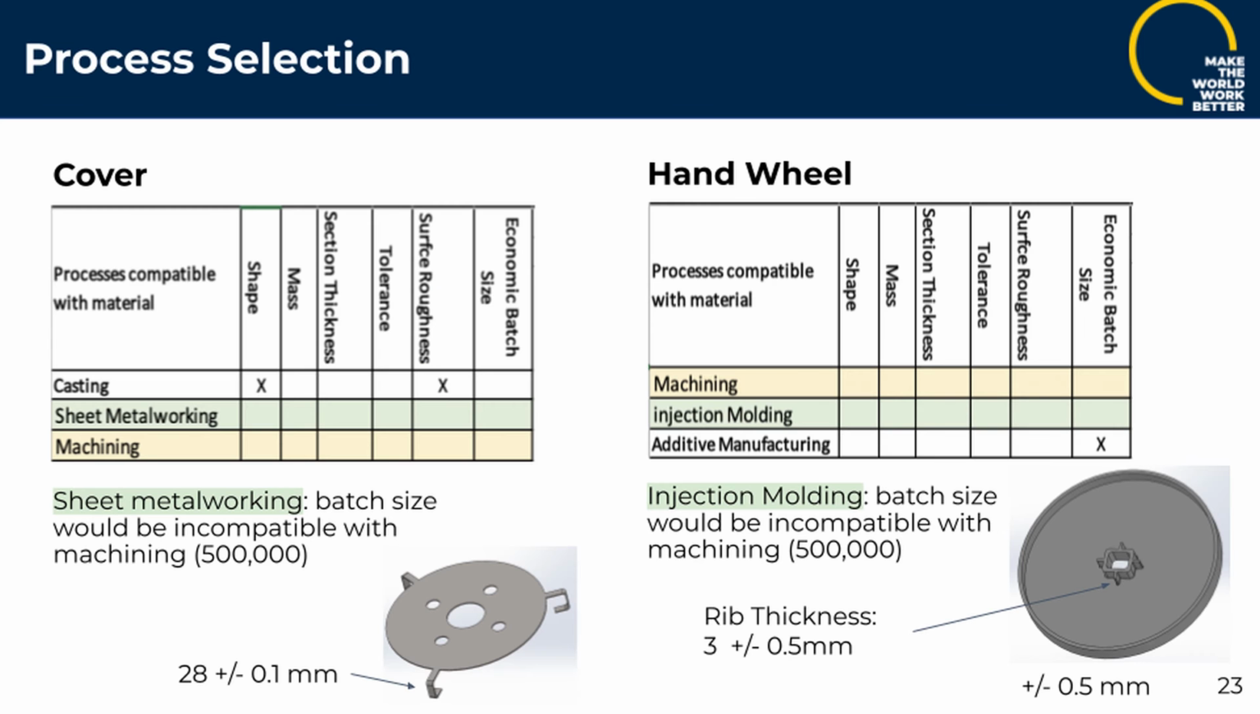For process selection, we analyzed the cover and the hand wheel. The critical dimension of the cover is the height of the undercut to ensure it is able to secure properly with a tolerance of plus or minus 0.1 millimeters. The hand wheel has a tolerance of plus or minus 0.5 millimeters, and the rib thickness is the most critical dimension. With taking these tolerances along with the other 7 process capabilities into consideration, we determined the sheet metal working is the best for the cover and injection molding is the best for the hand wheel because they are capable of achieving the batch size.